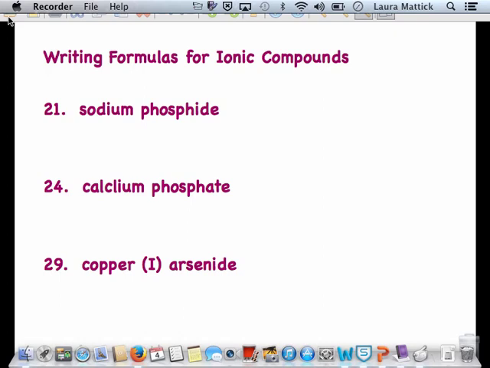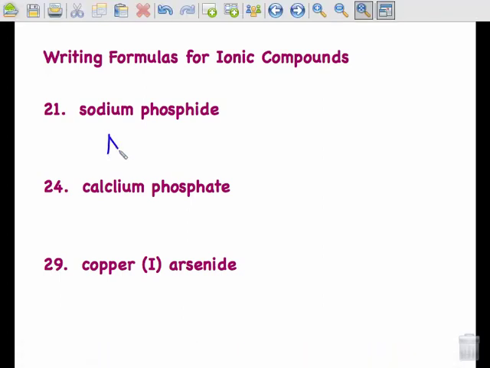all about the charges. Remember that for ionic compounds, the overall charge needs to equal 0, so the charges need to equal out. The first thing you're going to do, very simply, like for 21, is write the symbol. I know sodium is Na, and phosphide, remember if it has an IDE ending, it's just the regular phosphorus, not the polyatomic, because a polyatomic always has an ATE or an ITE ending. So I write the symbols, and then I'm going to write the charge.